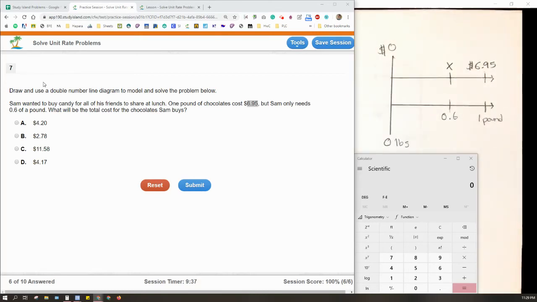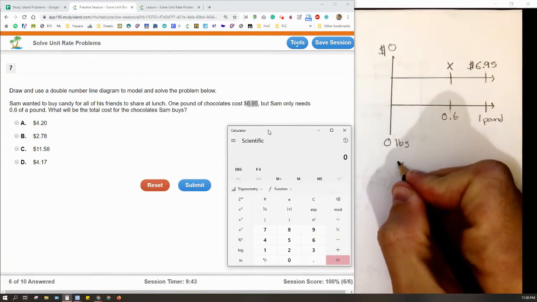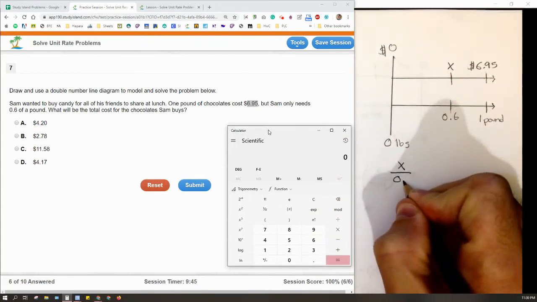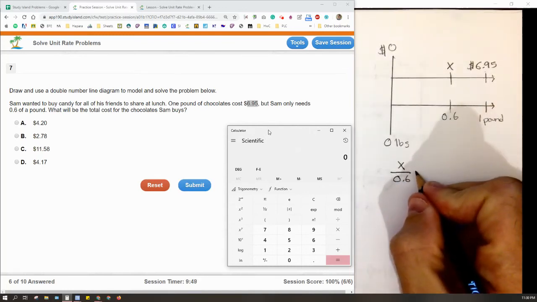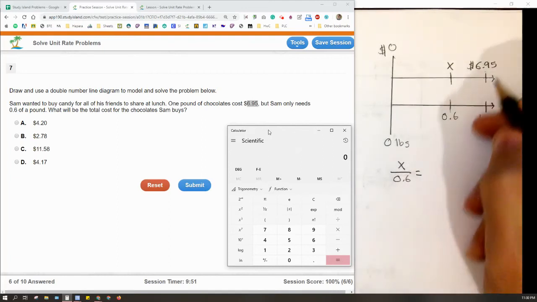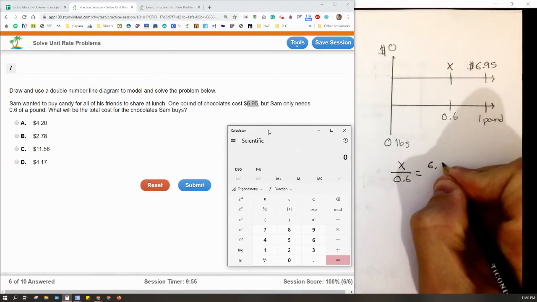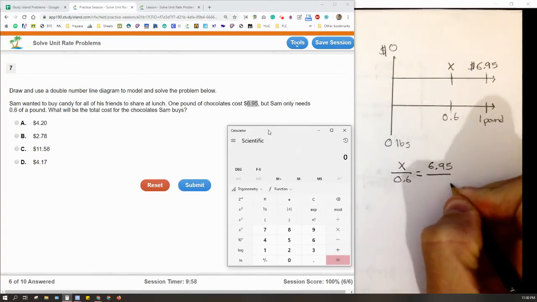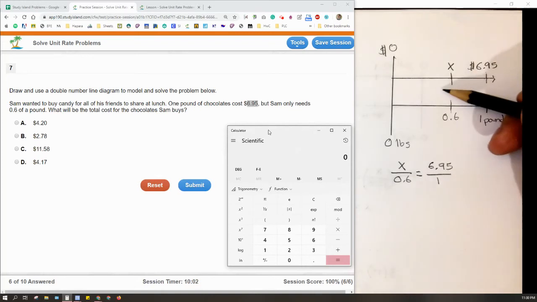So now I just have to solve this problem. I've got X that corresponds with 0.6. So I can write X over 0.6 is equal to $6.95 over 1. That's how you write your proportion for these things, okay? Pretend like there's fractions there and write an equal sign.